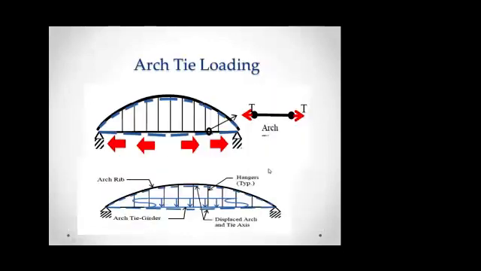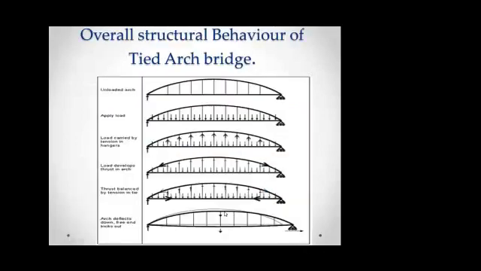So this is a thing. Here it will be subject to tension, and we are tying the two end supports of the arch by the tie girder. It will get displaced and it will be reduced. So this is an example of the overall structural behavior of the tied arch bridge.